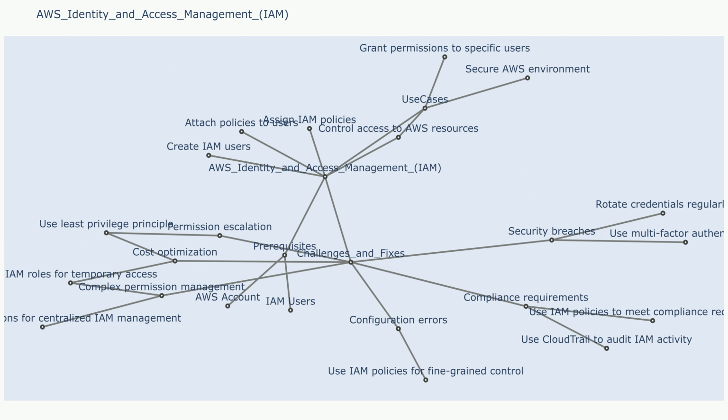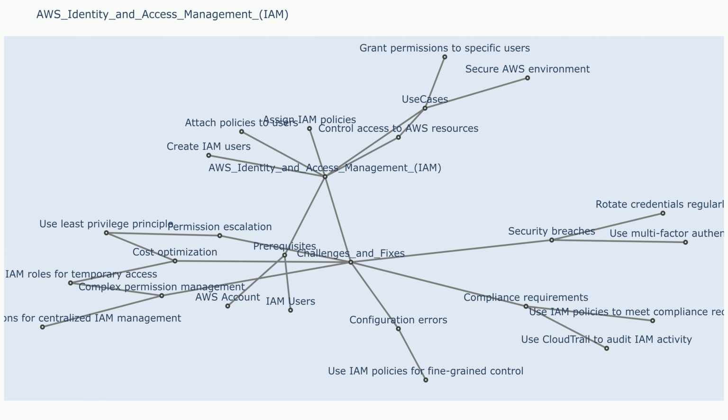Configuration errors: use IAM policies for fine-grained control. Use IAM policies to define specific permissions for different users and groups, allowing for fine-grained access control. Fix: implement comprehensive IAM policies with clearly defined permissions for different users, groups, and roles.